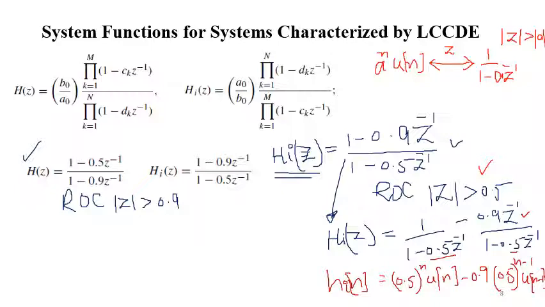So if this is your transfer function, the inverse system will have the reciprocal transfer function. The numerator of this one becomes the denominator of the inverse, and the denominator becomes the numerator. Again, the scaling factor B naught by A naught becomes A naught by B naught. The important thing is that the ROCs of the original system and the inverse system must overlap. Based on this condition we can easily find not only the inverse system but also its impulse response.